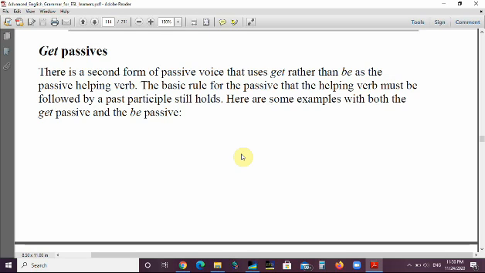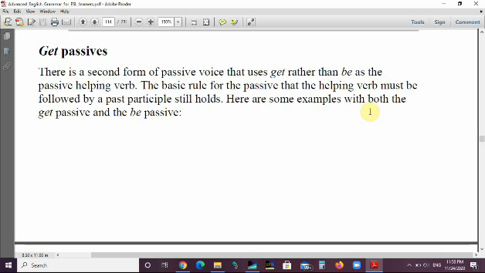Today we are going to do grammar lesson 10 part 3, get passives. We can use get instead of be to form the passive, get followed by the past participle. So the basic rule for the passive, that the helping verb must be followed by a past participle, still holds. After get, we use the past participle. After be, we use the past participle to make an active sentence passive.